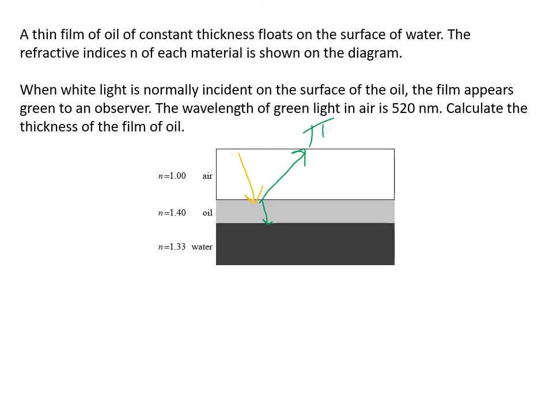Where it strikes a second boundary, it goes from a high index of refraction, a high density, to a low index of refraction, a low density medium. So no phase change occurs upon reflection here at this lower boundary. And then it refracts through the top layer. So there is a phase shift between these two rays. The phase difference is pi, they're out of phase by pi. The reason the observer sees green light is because of constructive interference.